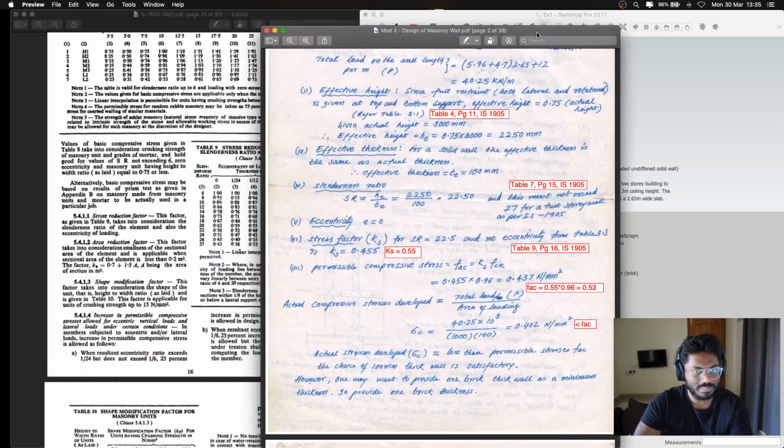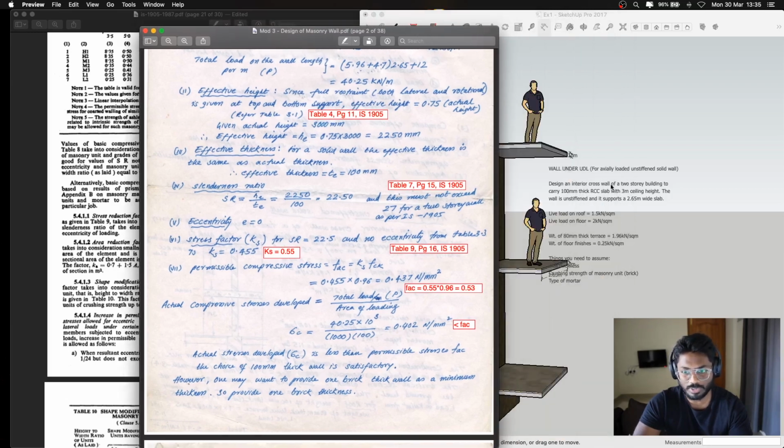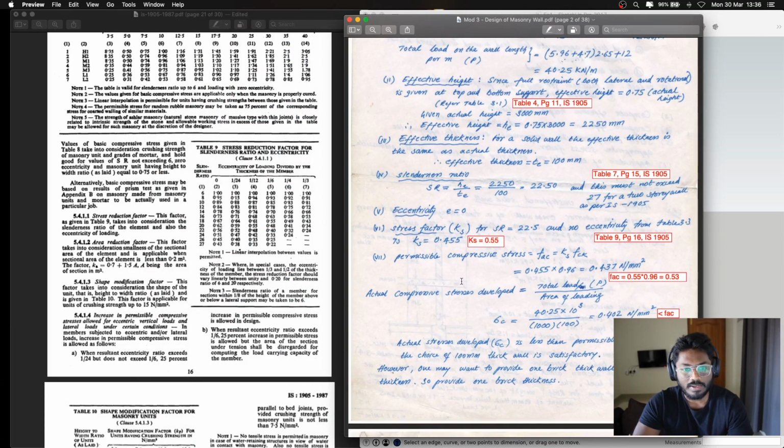We're not going to take that into picture as this is a completely uniaxially loaded wall, or as our question suggests, an axially loaded unstiffened solid wall. This is the simplest form of design that can be. Next, stress factor, which is nothing but Ks. It is directly related to the eccentricity aspect.